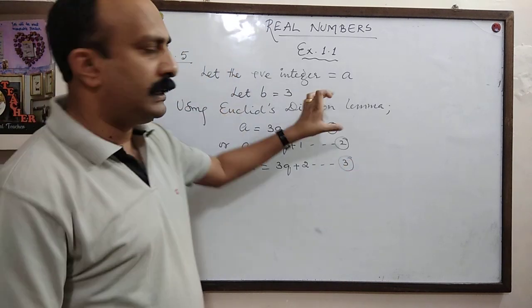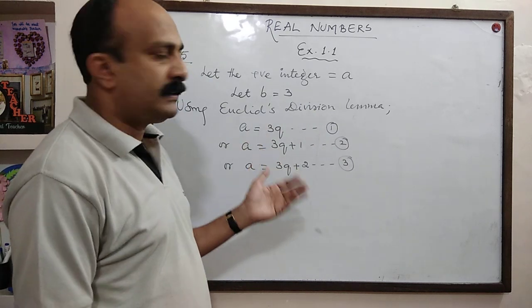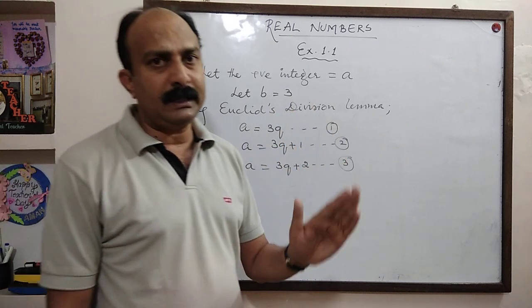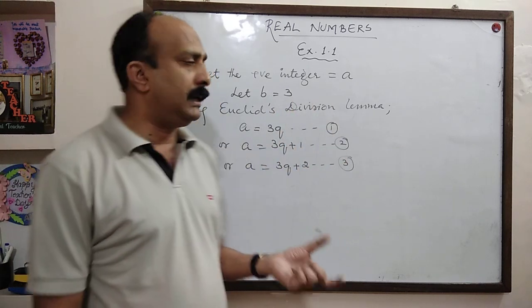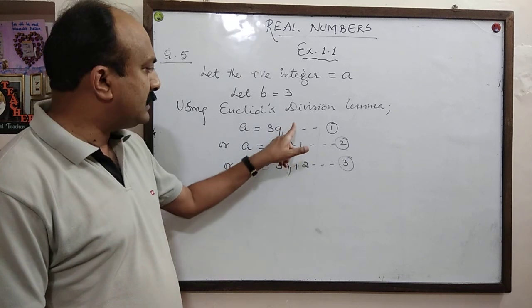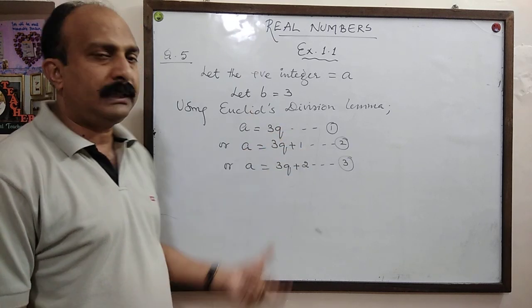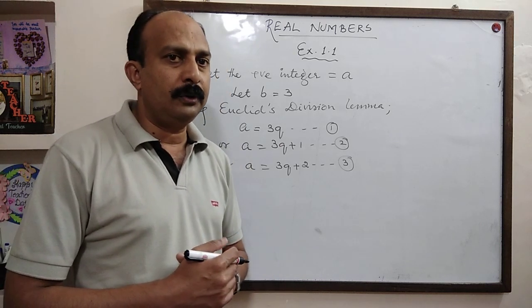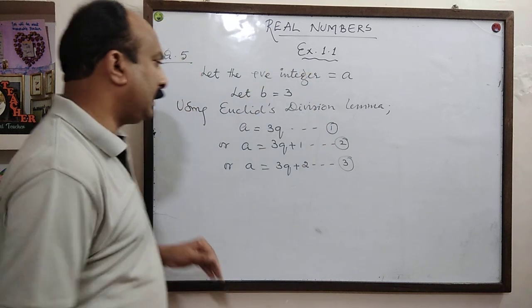So I have not written that general line, a is equal to 3q plus r, where r is greater than or equal to 0 but less than 3. Now you understood what it means? It means this time we can have 3 remainders, 0, 1 and 2. So these are the 3 possibilities. Now what are we supposed to do? Taking cube on both sides.